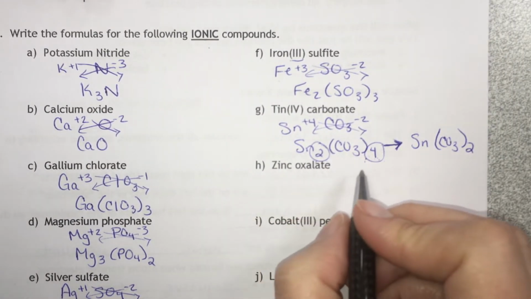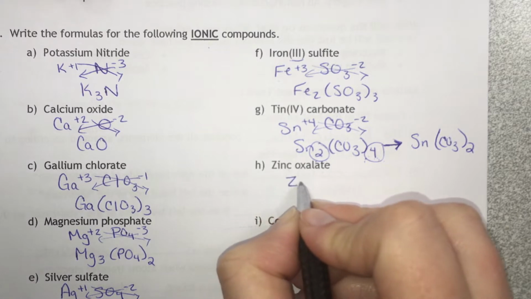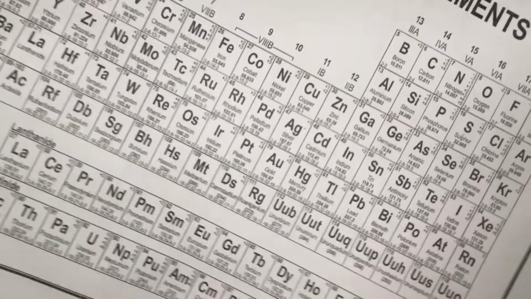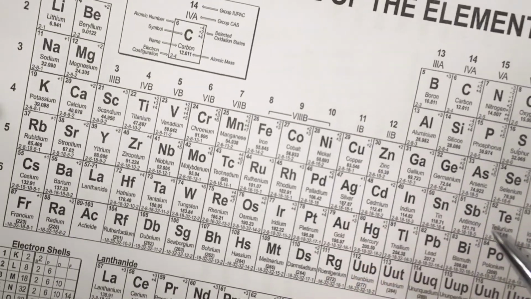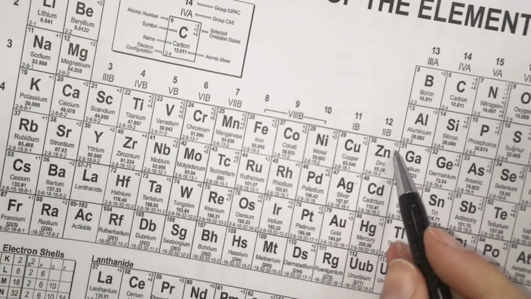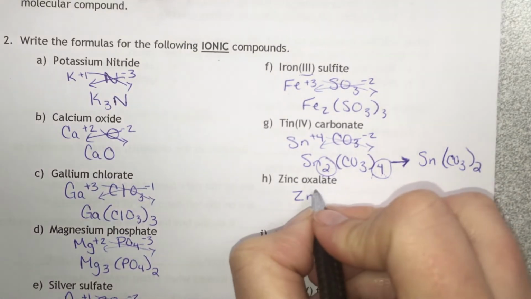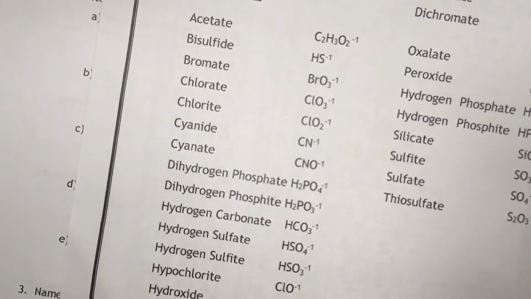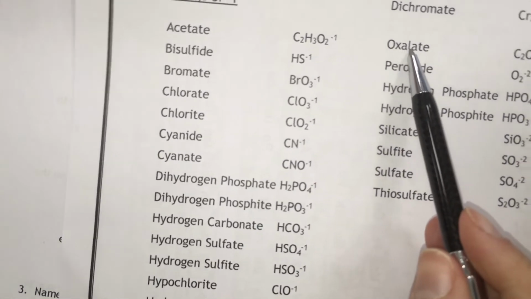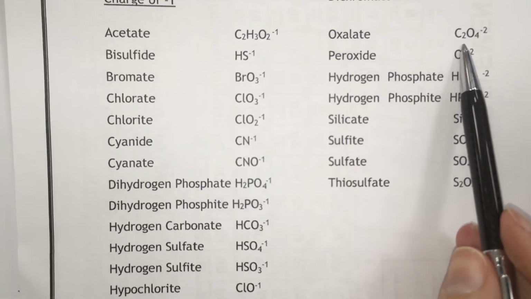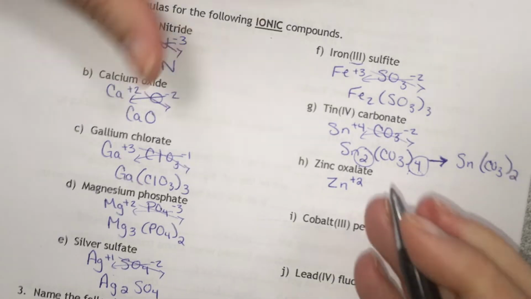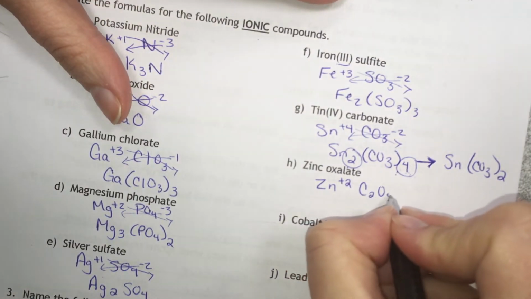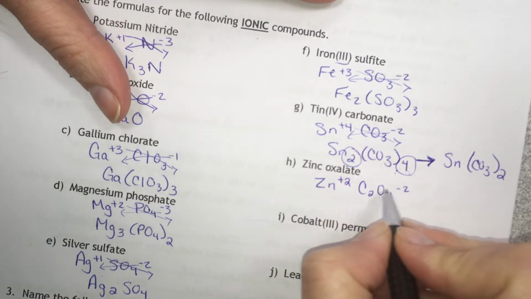Okay, so zinc oxalate. So zinc, let's look. It must only have one charge because it didn't indicate which charge. So zinc, right here, yep, a +2 charge. Oxalate, that's obviously not on the periodic table. Oxalate right here. C2O4 with a -2 charge.